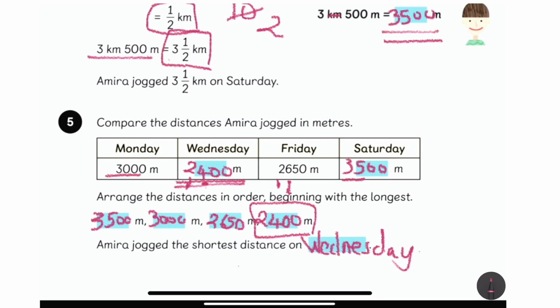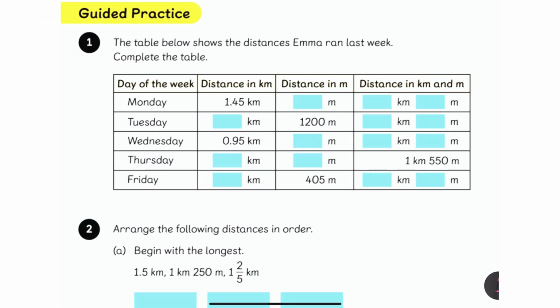Let's go to guided practice where you can pause, first try to solve on your own, and then definitely look into the answers. One says, the table below shows the distances Emma ran last week. Complete the table. So we have the day of the week: Monday, Tuesday, Wednesday, Thursday, and Friday. Now, on Monday, she ran 1.45 kilometers. Now, they want us to tell them in the meters. Simple. I remove the zero and I remove the point and I add 0.